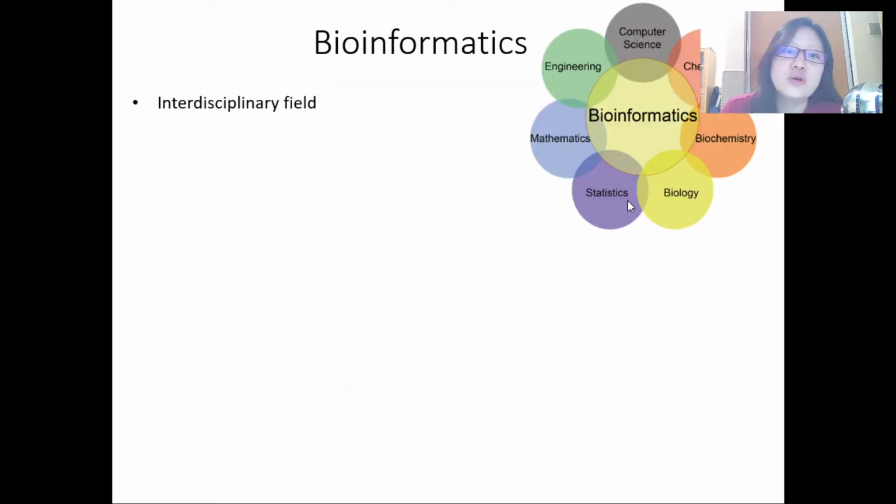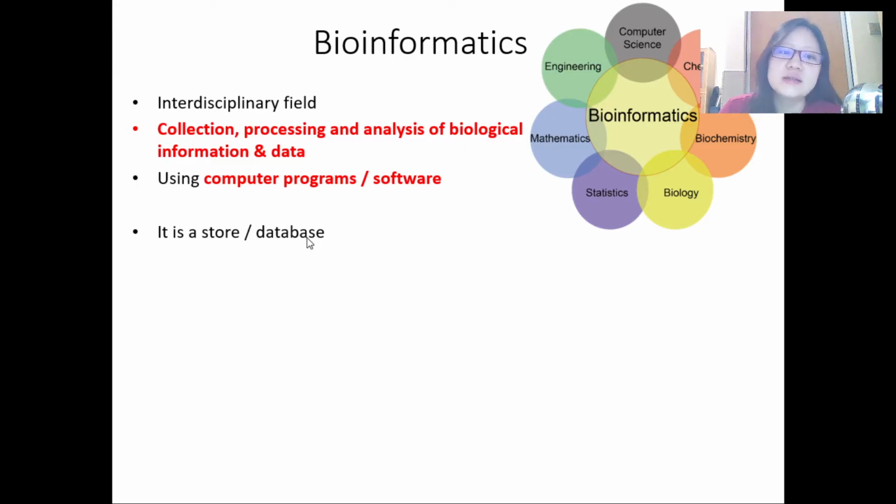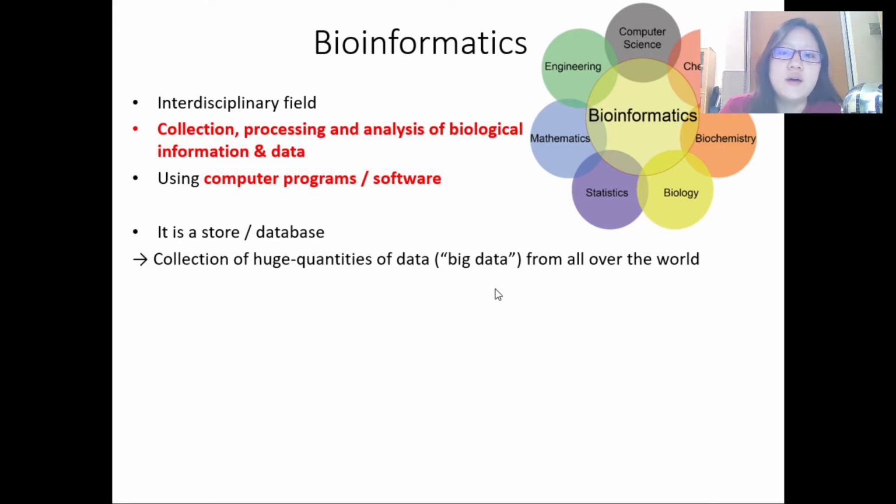And that is why this requires many different fields, not only the basic biology and chemistry that's involved, but also math, stats, as well as computer science and engineering in order to process and analyze those data using computer programs or software. Now this here is the mark scheme answer, but a very short version would be that bioinformatics is dealing with databases. It is a storage of information, a database of information, and actually, in real life, we call this big data.